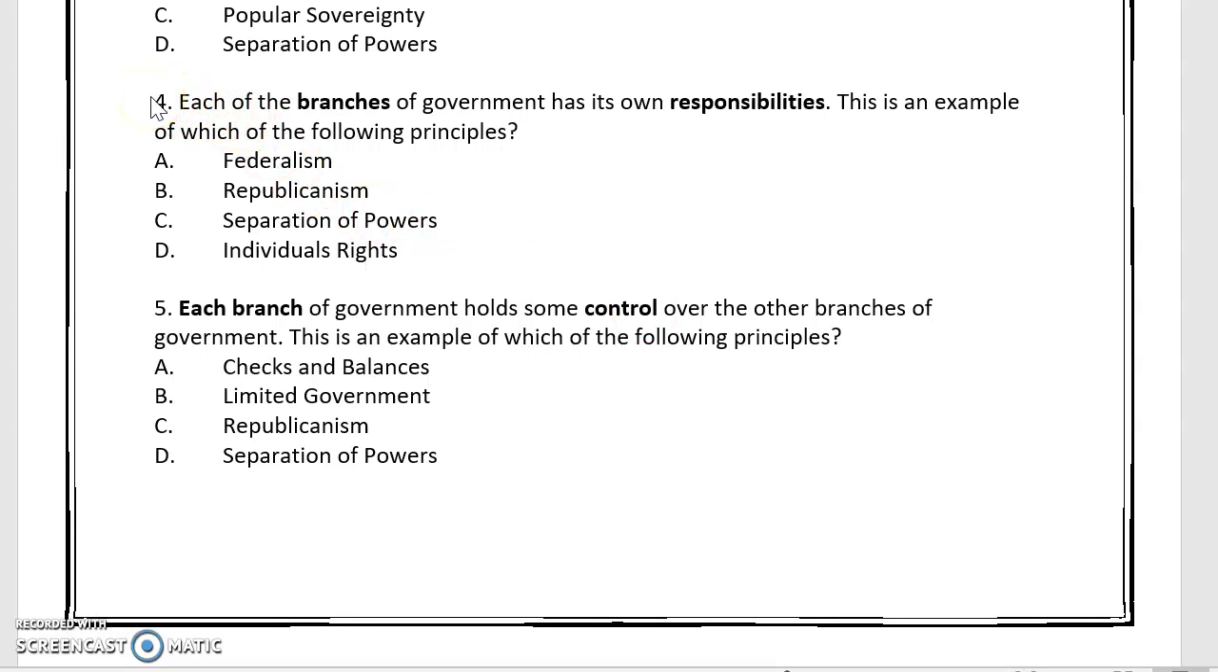Number 4, each of the branches of government has its own responsibilities. Each branch has its own job. This is an example of which of the following principles? A, federalism. B, republicanism. C, separation of powers. Not D.